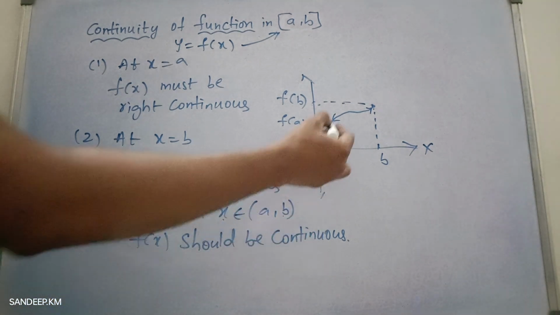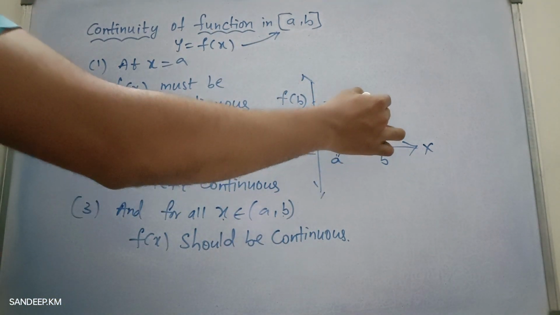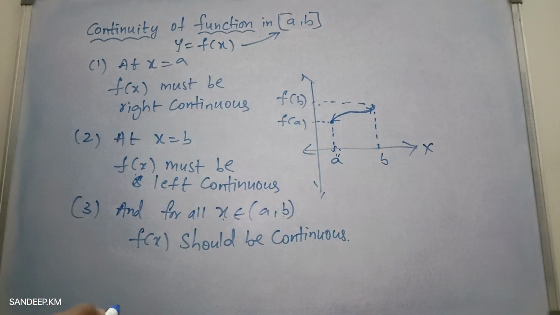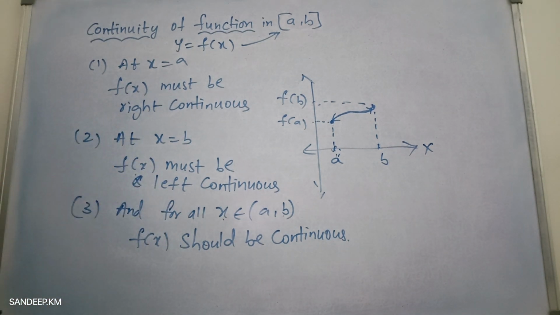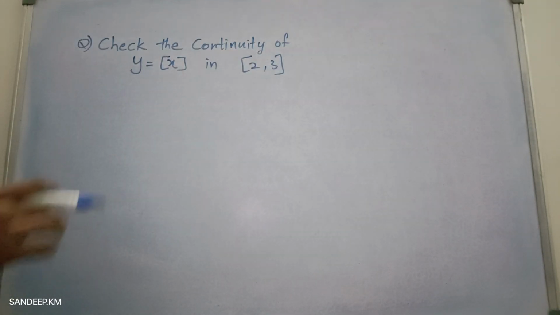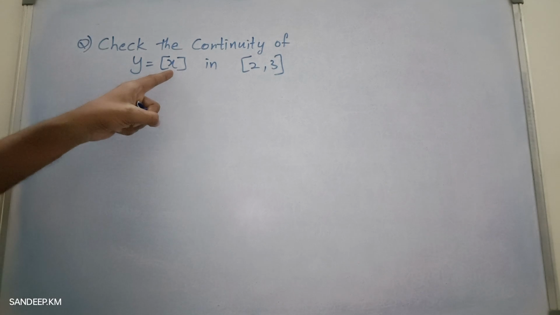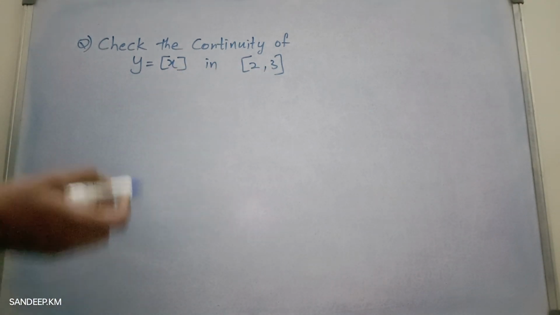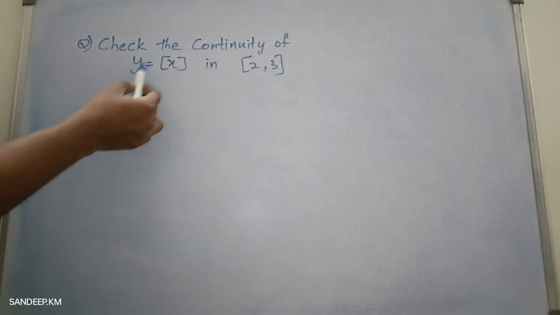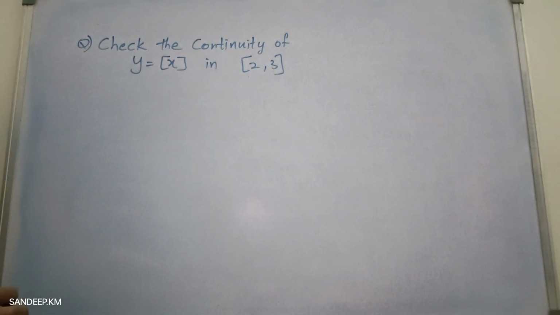Then we can draw the graph of y is equal to f of x continuously from a to b, without lifting the hand. Now let us take a simple example to understand this. Here is a simple question. Check the continuity of y is equal to step x, the greatest integer function, in the interval 2 to 3. We are supposed to check whether I can draw the graph of y is equal to step x continuously from 2 to 3 or not.